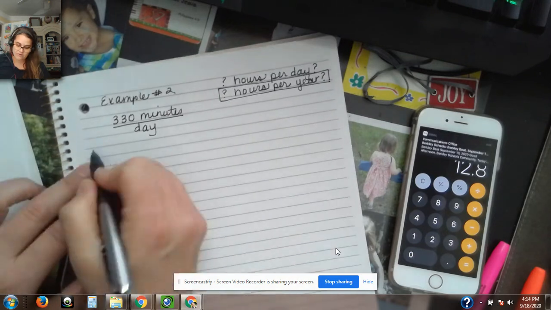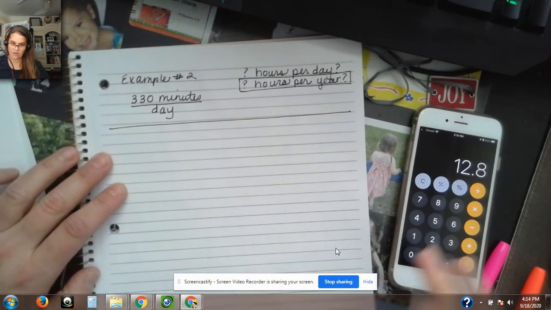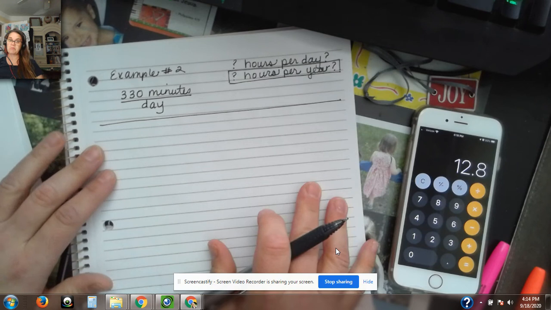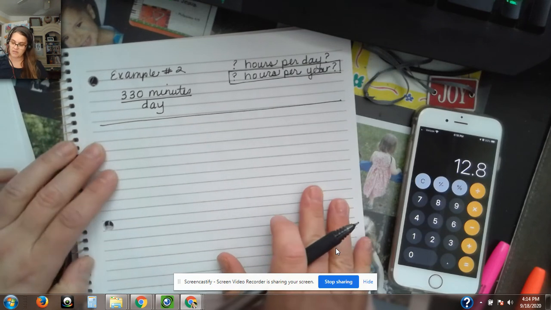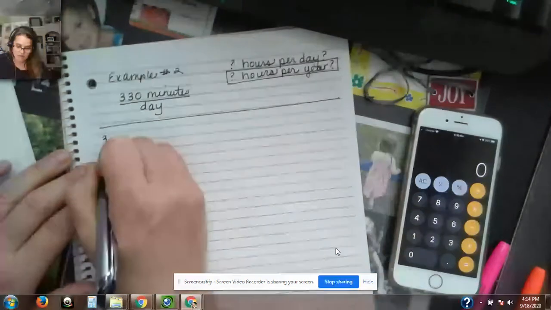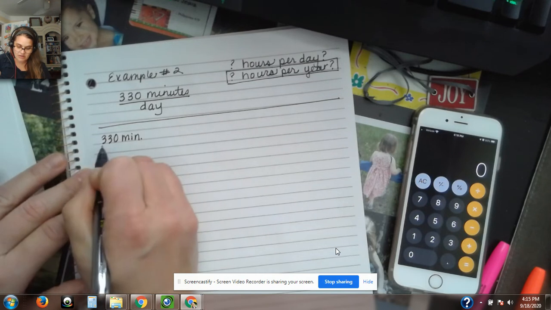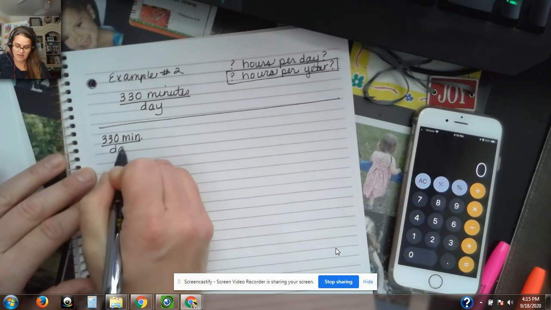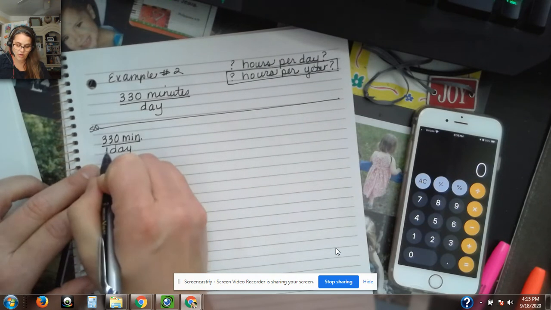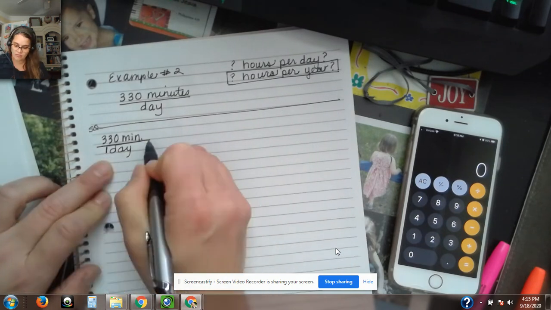So this is my information. I'm going to start with my starting quantity. Now, I'm doing these problems authentically with you. In other words, I'm making this problem up, and so you're going to see my thinking as we move along. So 330 minutes, I'm just going to use minutes, per day. That is my starting quantity. Per how many days? Per 1 day. Sometimes putting that 1 is helpful.